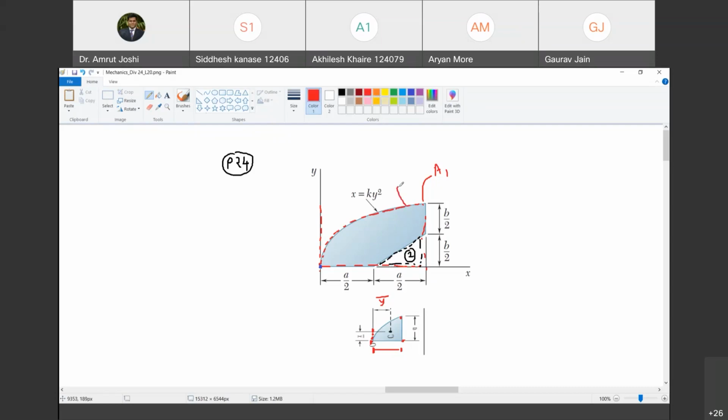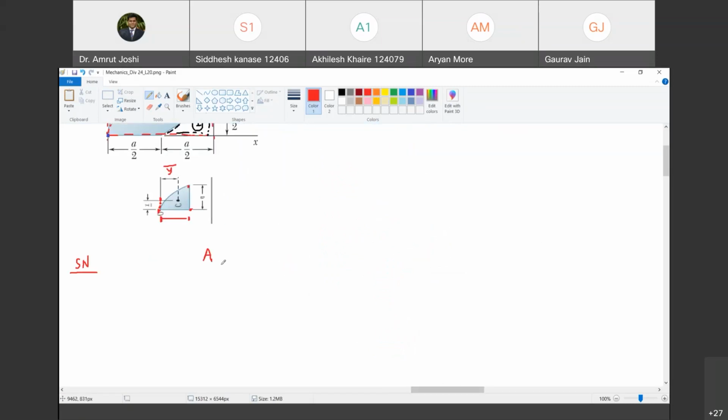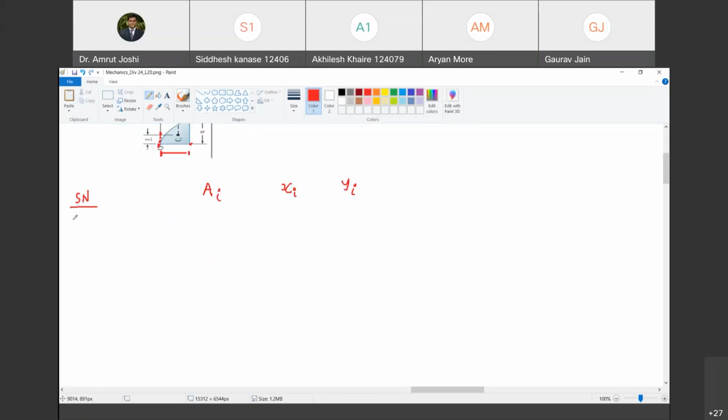So let us maintain a color code. This parabolic area, semi parabolic area, I am going to call it as 1, and this triangle I am going to call it as 2. So what do we do? We make a table: serial number, then area A, that is Ai, then Xi, then Yi. Are you with me? Yes, sir. Okay, so let us begin with this.